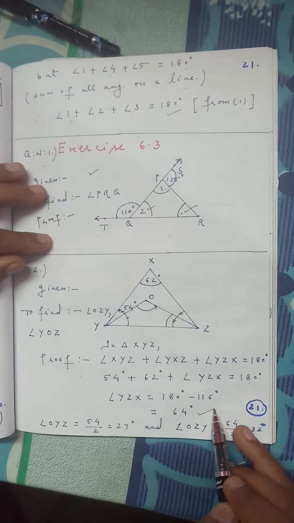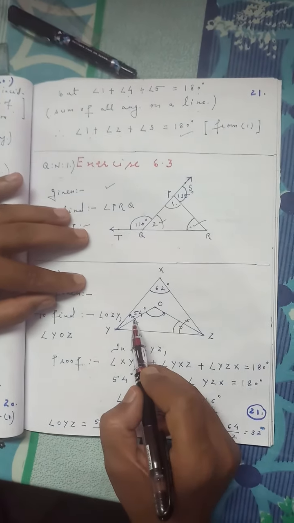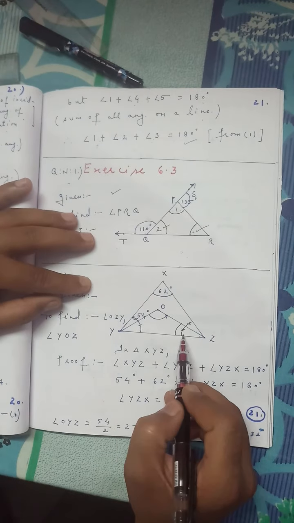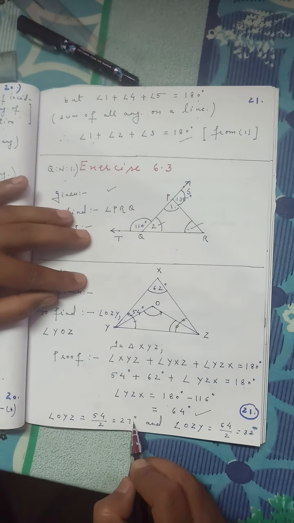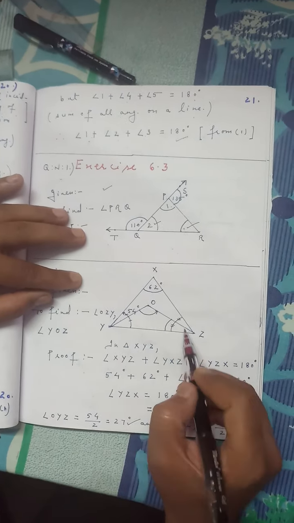Okay students, now this whole angle is 54 degrees. So angle OYZ is half of this whole angle, because this is the bisector. So angle OYZ is 54 by 2, that is 27 degrees. Similarly, angle OZY is half of this whole angle. So angle OZY is half of 64 degrees, because this whole angle is 64 degrees. Then this angle is 32 degrees.